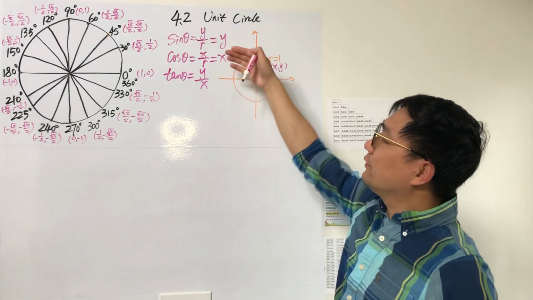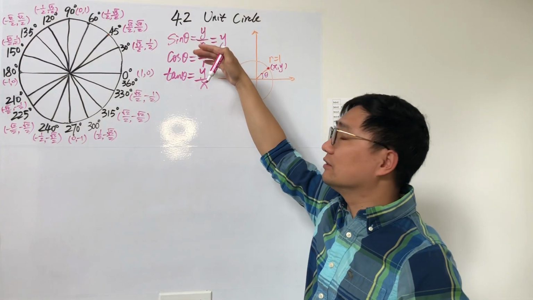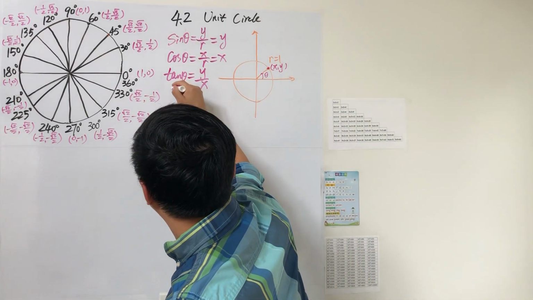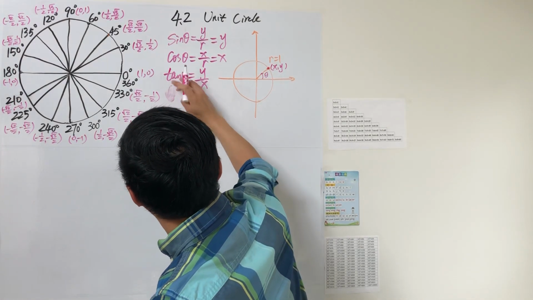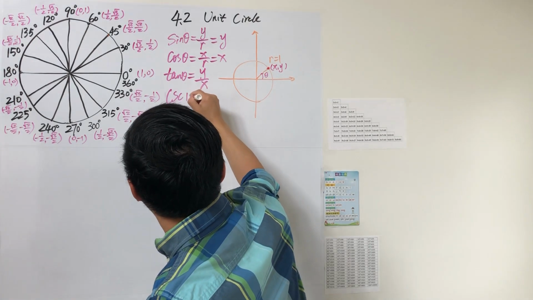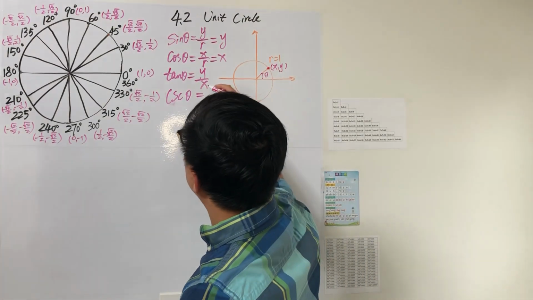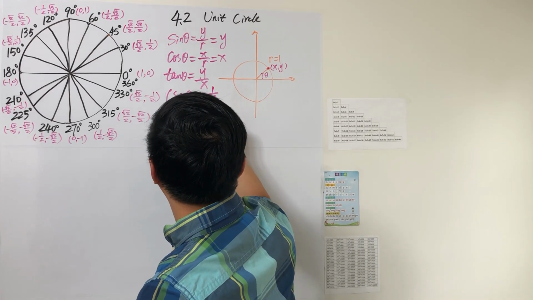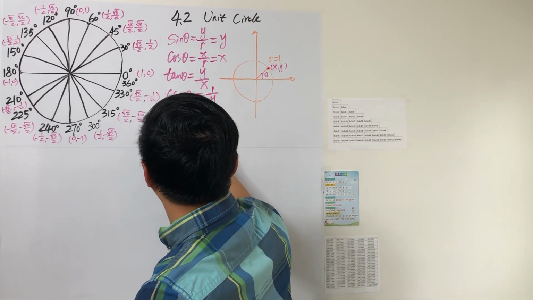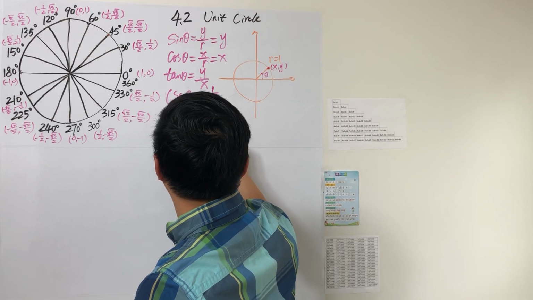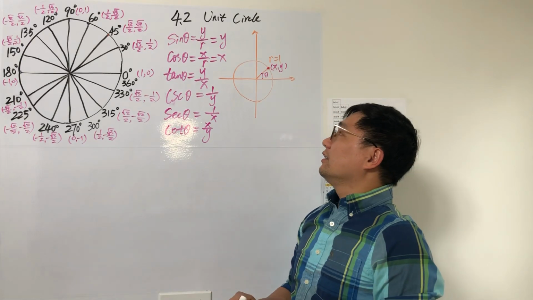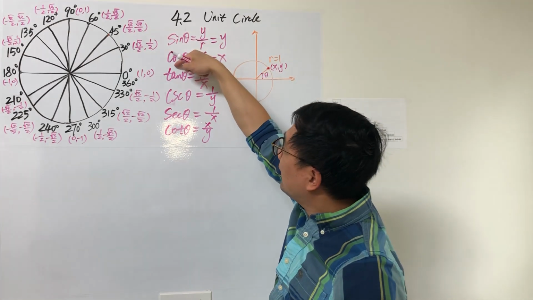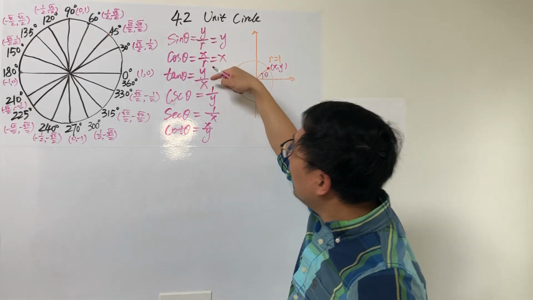We call these 3 the basic trig functions. I just told you there are 6, so you have 3 more. Next is cosecant. Cosecant theta is 1 over y. Then secant theta is 1 over x, and cotangent theta is x over y. So you can see sine is the y coordinate, cosine is the x coordinate, and tangent is y over x, right?